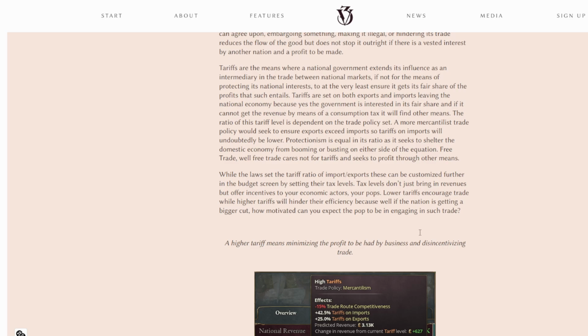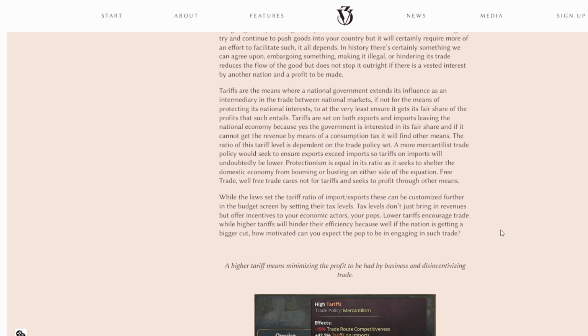While the laws set the tariff ratio of import-exports, these can be customized further in the budget screen by setting their tax levels. Tax levels don't just bring in revenues, but offer incentives to your economic actors, your pops. Lower tariffs encourage trade, while higher tariffs will hinder their efficiency because, well, if the nation is getting a bigger cut, how motivated can you expect the pop to be in engaging in trade?